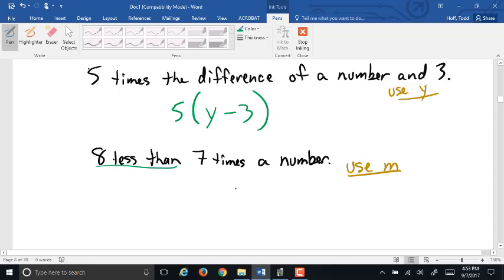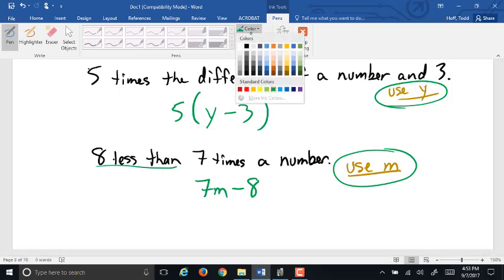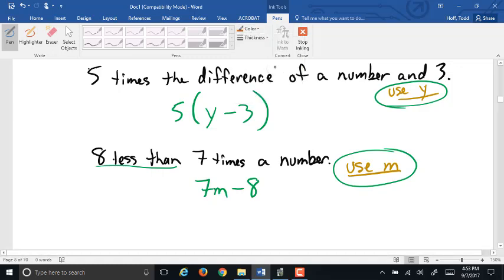Down here, 8 less than 7 times a number. 8 less than means 8 is subtracted from something. 7 times a number is going to be expressed as 7m. Good. In my math lab, make sure you're careful to use the letter they tell you to, otherwise it does mark it wrong. It can be frustrating.